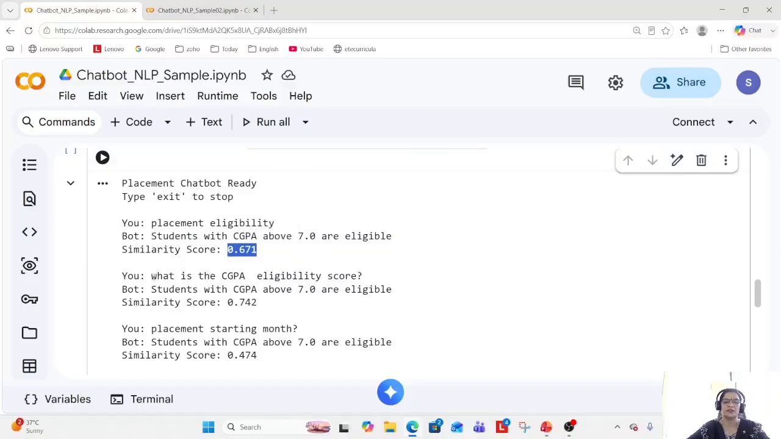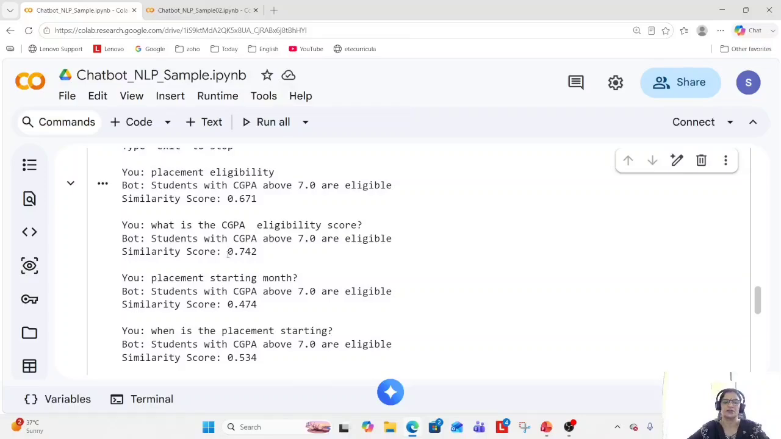Next I am raising the same question in a different form: what is the CGPA eligibility score? Here also the same answer is displayed. Now the similarity score is increased, because the words CGPA, eligibility, and score, three words, are available in the stored question, therefore the similarity score is high.